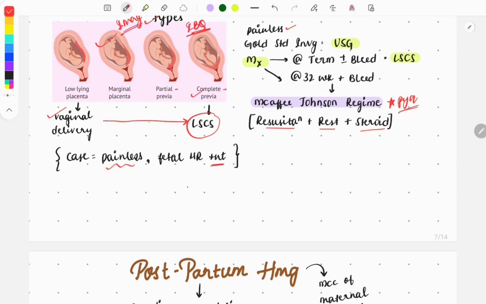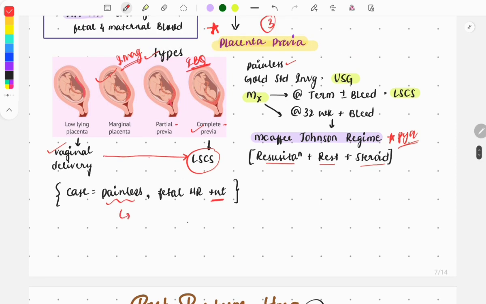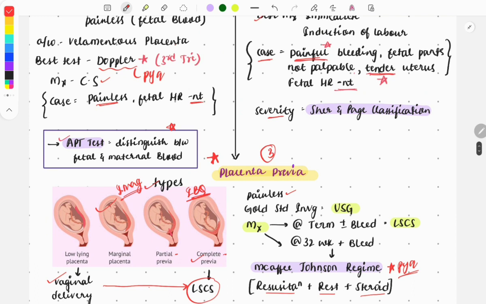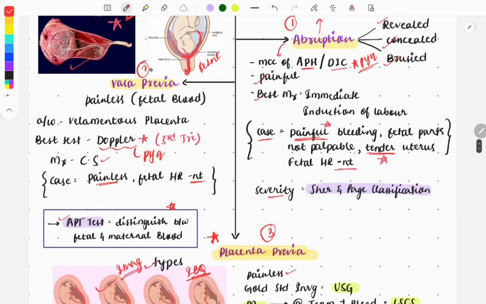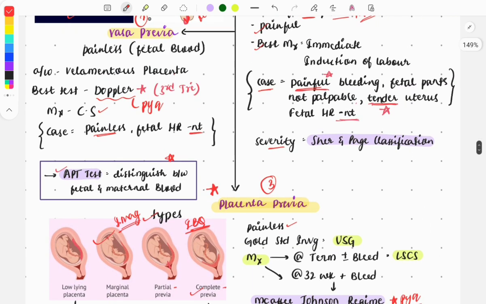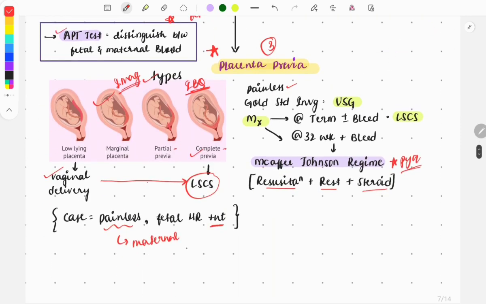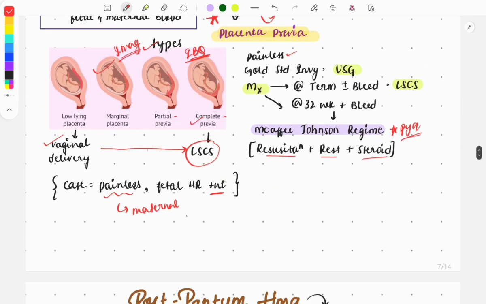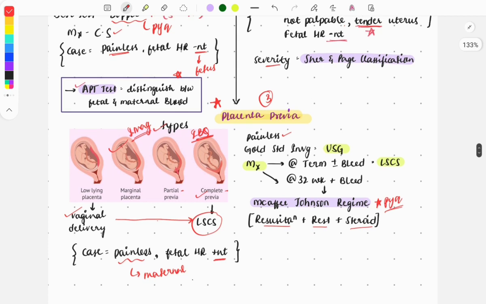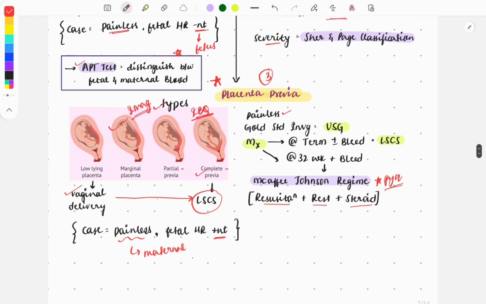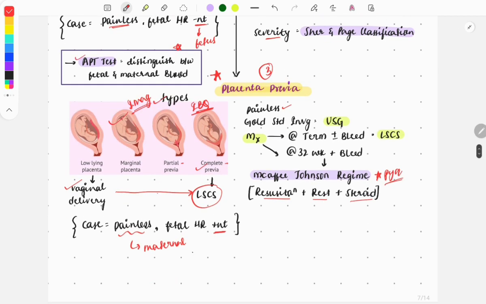So there will be no harm to the fetus, because this bleeding is occurring from the maternal side. As you can see here in this image, in vasa previa the fetal heart rate was absent because the bleeding was from the fetus. So the fetus was affected in vasa previa, whereas in placenta previa the fetus will not be affected. So this is a differentiating factor between vasa previa and placenta previa.